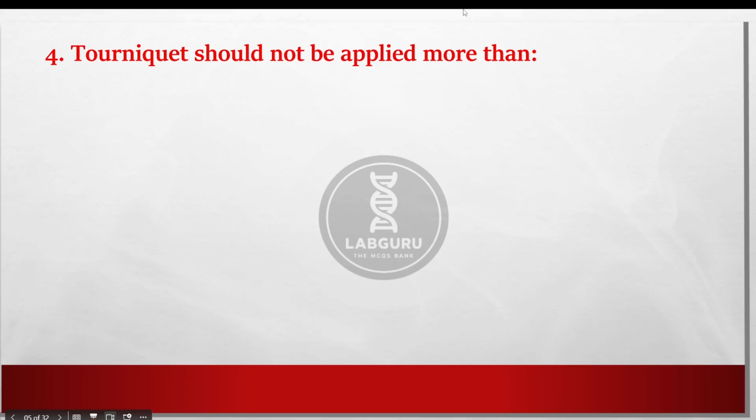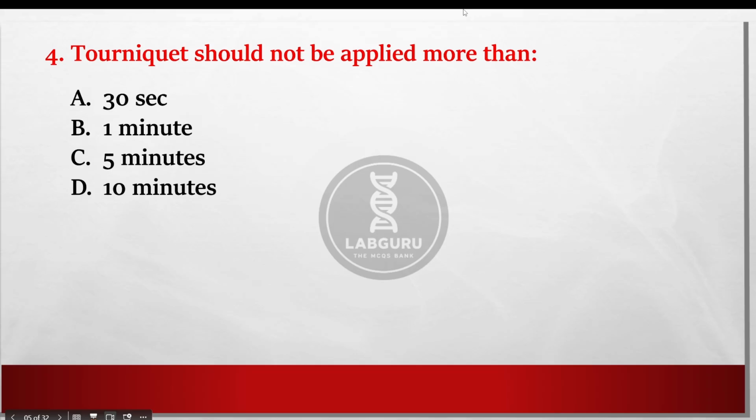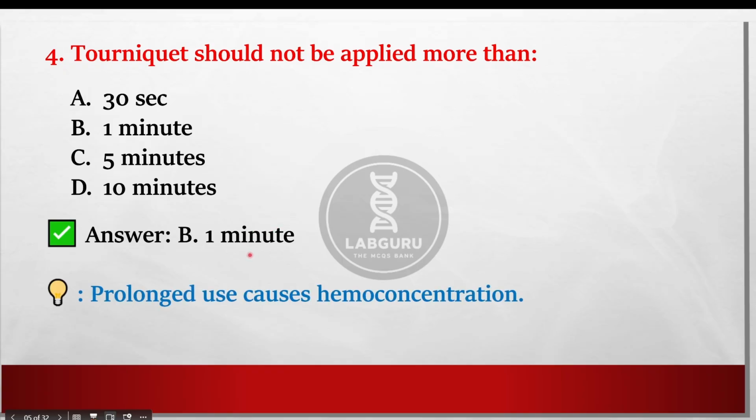Next question is, tourniquet should not be applied for more than how much time? Option A is 30 seconds, option B 1 minute, option C 5 minutes, option D is 10 minutes. Tourniquet is a compression bandage. It might be a rubber strip, plastic or cloth strip also. So it should not be applied more than 1 minute. The right answer is option B, that's 1 minute. Okay. Because prolonged use causes hemoconcentration. So always take care that the tourniquet is applied for less than 1 minute.